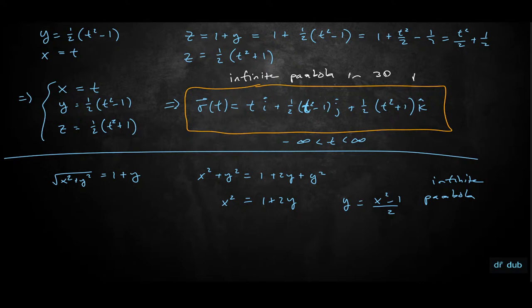In 3D space, it's just at an angle in the three-dimensional space, but it would represent an infinite parabola. Questions? I'll link you to another one of those types of examples. It's find the vector function for the curve of intersection, but it's a different example, so it's got a slightly different approach.